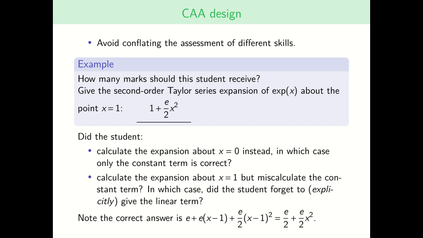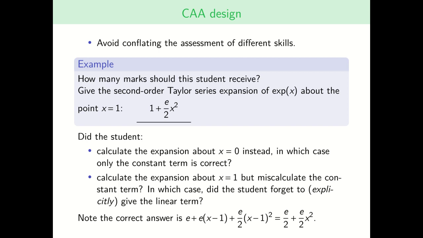Or, they calculated the expansion about the point x equals 1 and expanded the brackets to be in a series in x instead of x minus 1. Doing this, the correct answer would be e over 2 plus e over 2 times x squared. There is also the issue of the missing x term, so should the student have given this term explicitly as 0 times x? If this were a written question, we would hopefully see their working and have an insight on their thought process that in turn allows us to assess their learning more accurately.